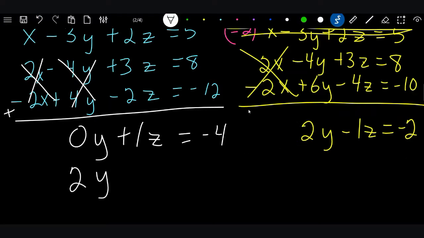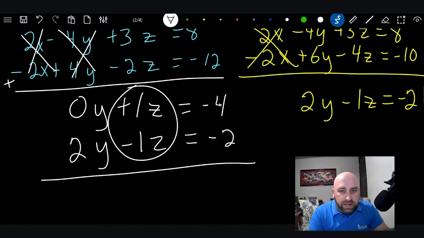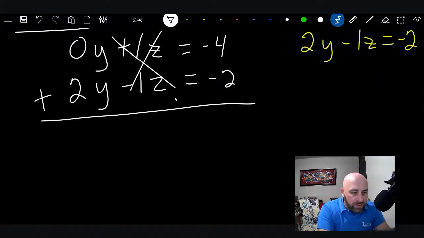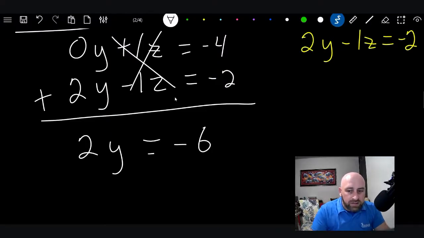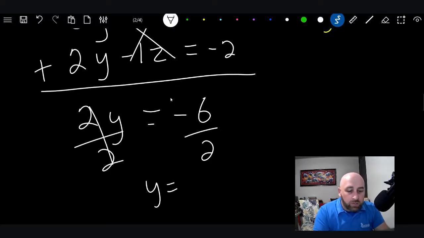2y minus 1z equals negative 2. Now this one is all set. Look at that right there. Perfect. That thing canceled itself. I love it. That helps us out. And so that cancels, and we get 2y, because we're adding, 2y equals negative 6. We're going to want to divide by 2, and we're going to get y equals negative 3.